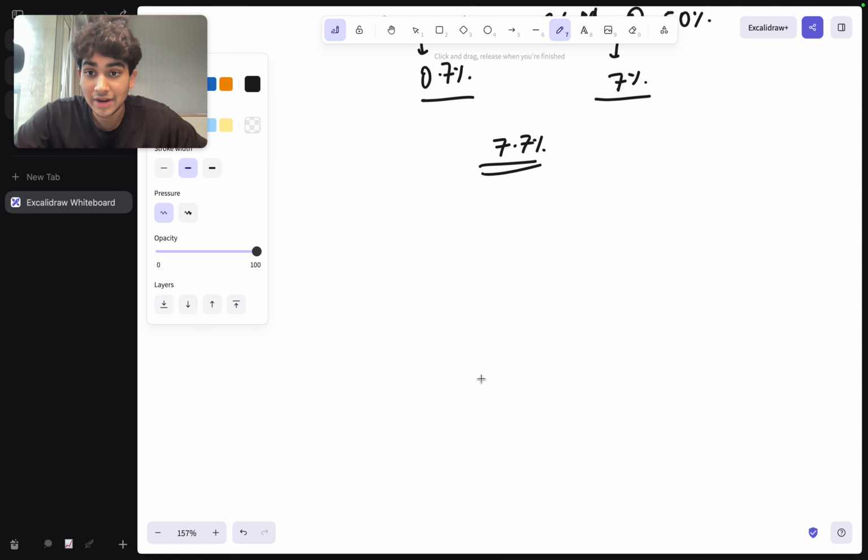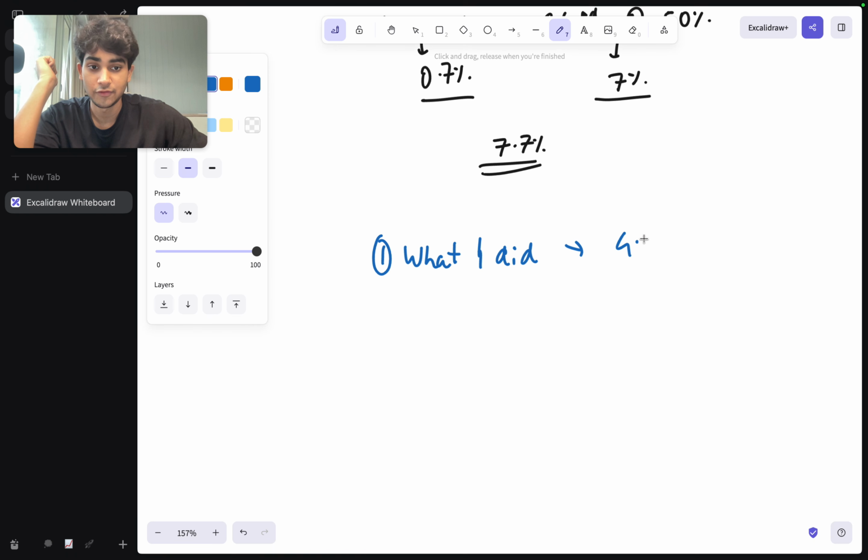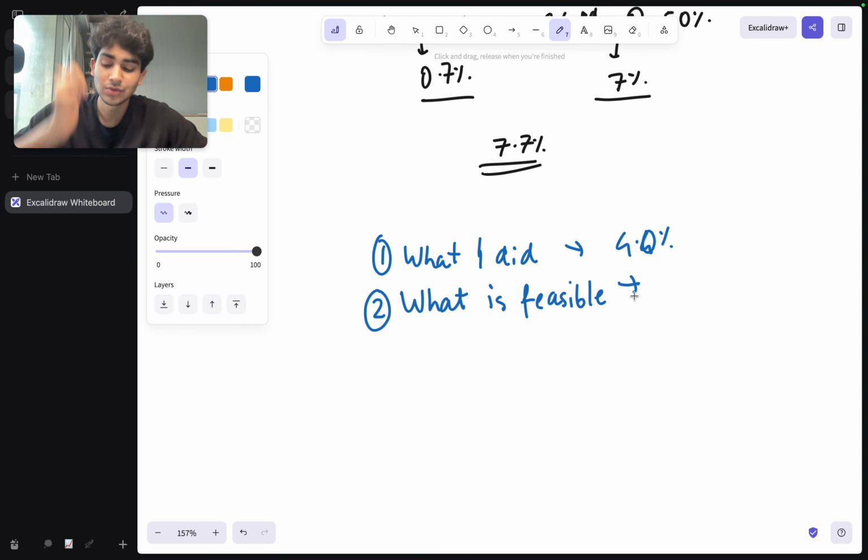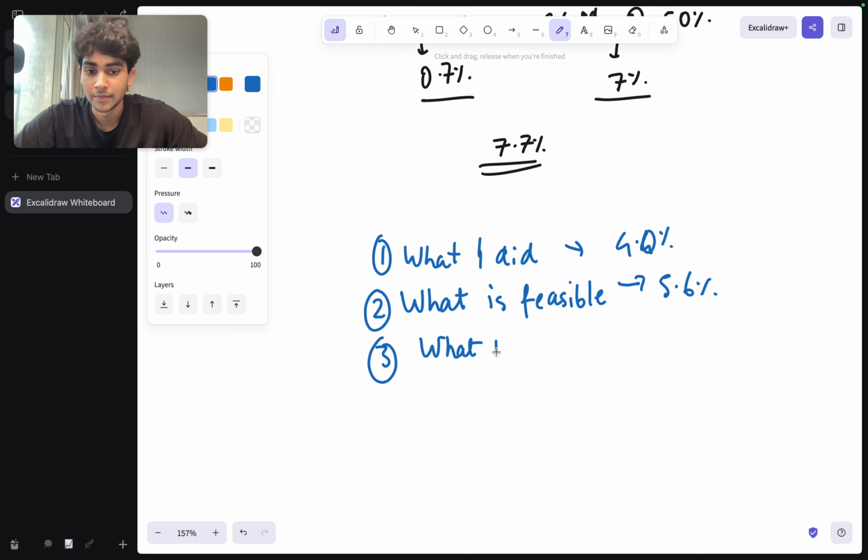All right. So what have I done here? I have shown you guys, firstly, what I did. What I did generated 4.4% impact on portfolio. Second case, I've shown you what is feasible for a swing trader with respect to the fact that you sometimes will get shaken out. That becomes a 5.6% impact. And third case, I've shown you what is ideal as a swing trader, and that becomes a 7.7% impact.